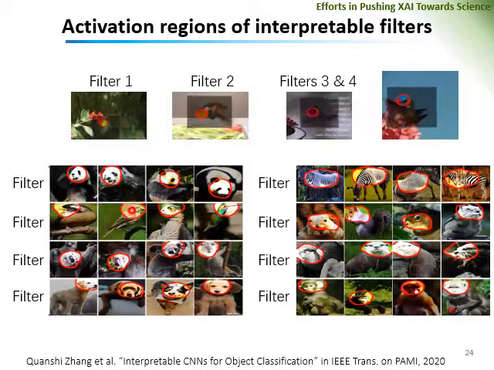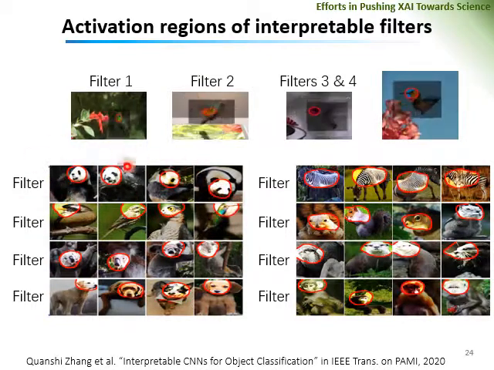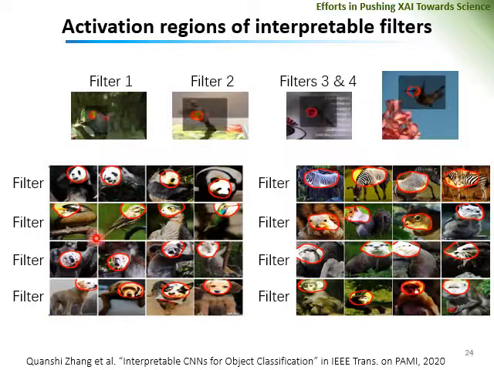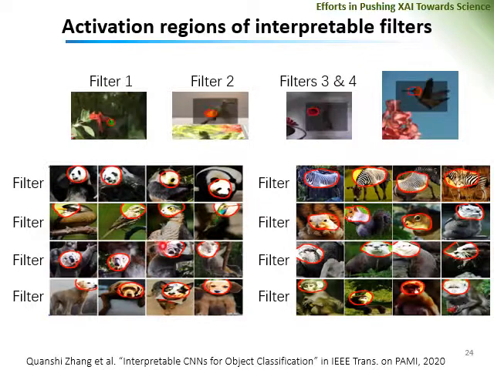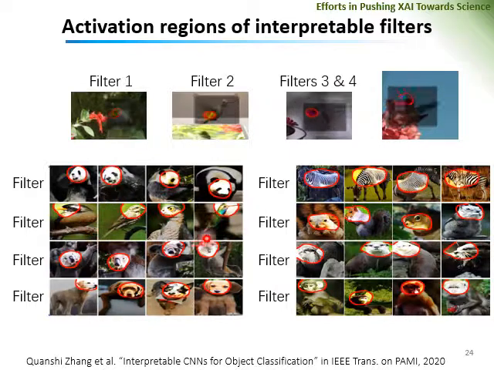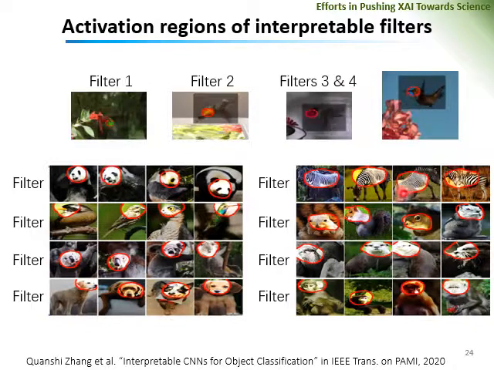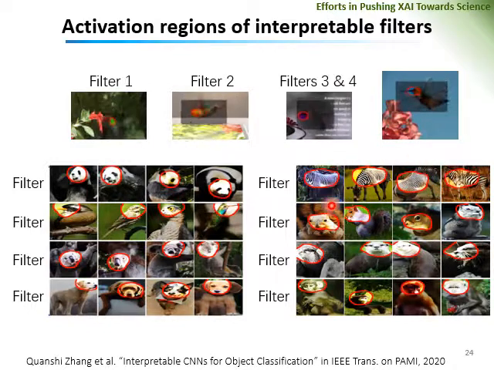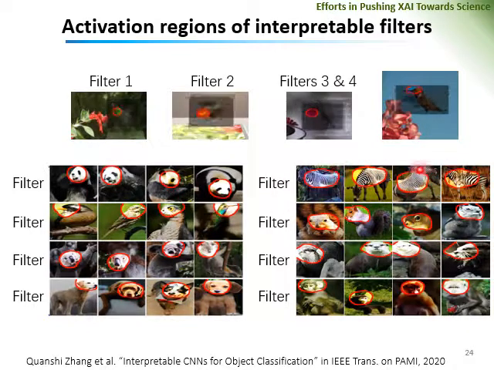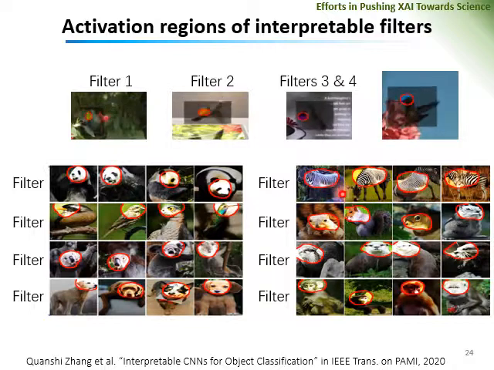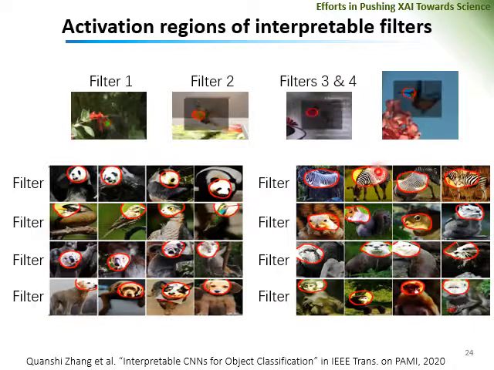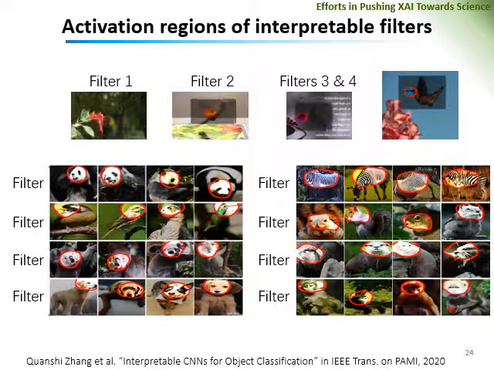And we can find that most filters learn the head part of the animal. Maybe the head part is the most discriminative part for the classification. But for the zebra, it encodes the texture on the torso, because for the zebra, the texture is the most discriminative feature.